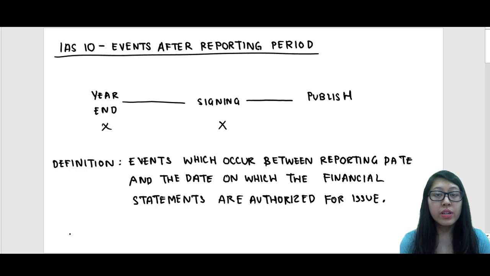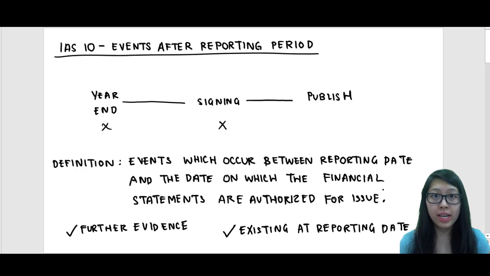Okay, so as you can see here, I've written that events after reporting period is also known as the events which occur between the reporting date, in this case the year end, and the date on which the financial statements are authorized for issue, which in this case is the signing part. So in other words, these events are what provide further evidence of conditions that existed at the reporting date and are indicative of conditions that arose after the year-end date.